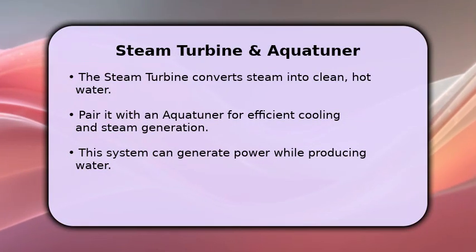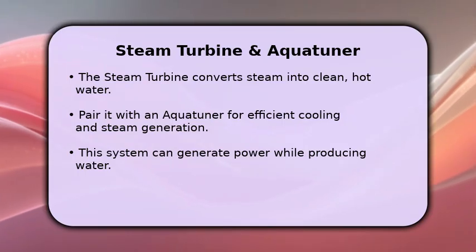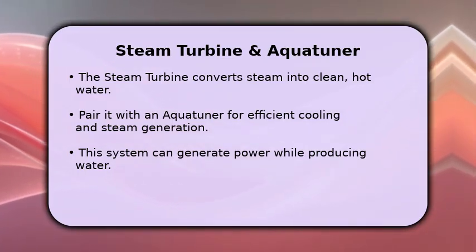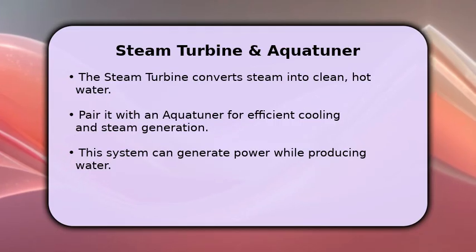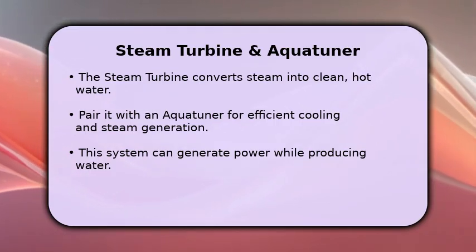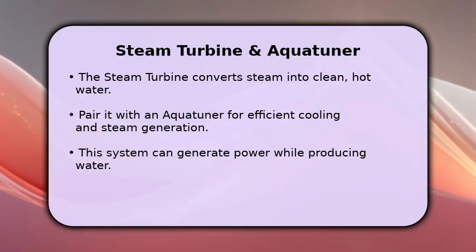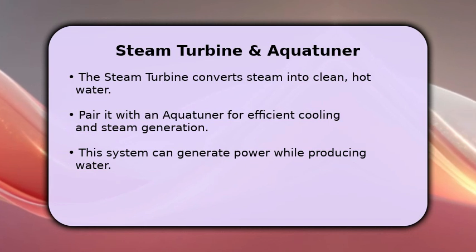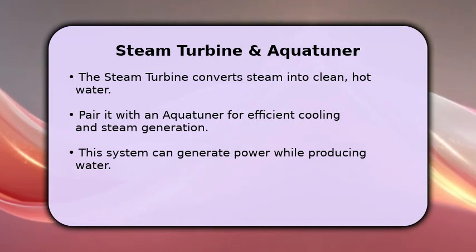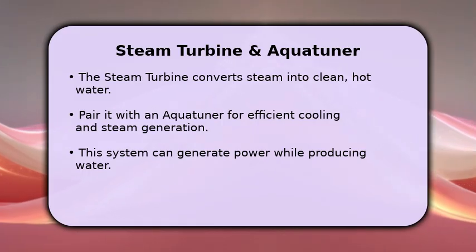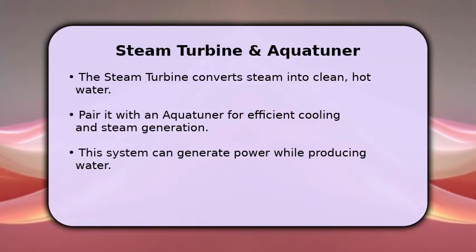For a highly efficient and sustainable water production system, consider the steam turbine and aquatinor combination. The aquatinor heats a liquid, turning it into steam, which then powers the steam turbine. The turbine converts this steam into clean, hot water, which can be cooled and reused. This setup not only provides a continuous water supply, but can also generate up to 850 watts of power.